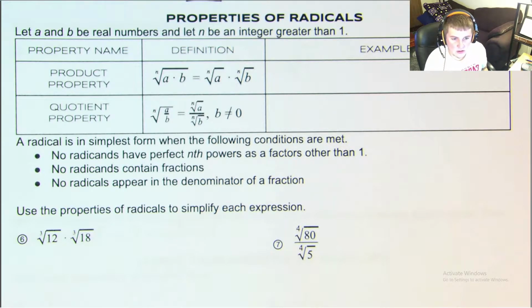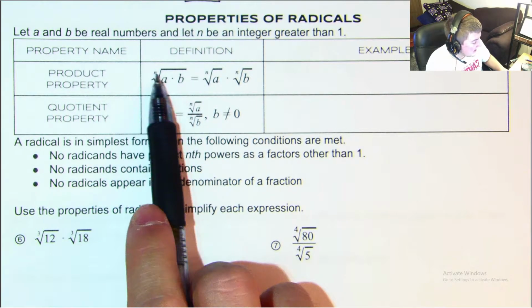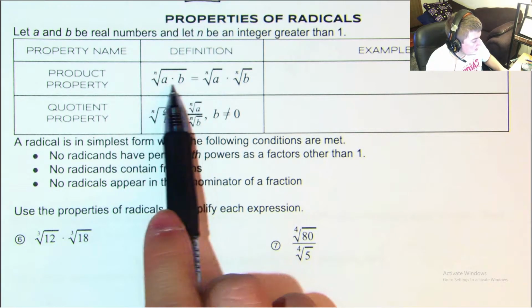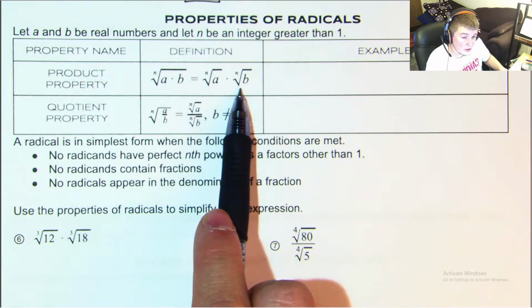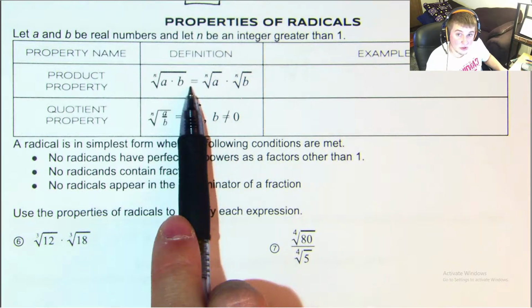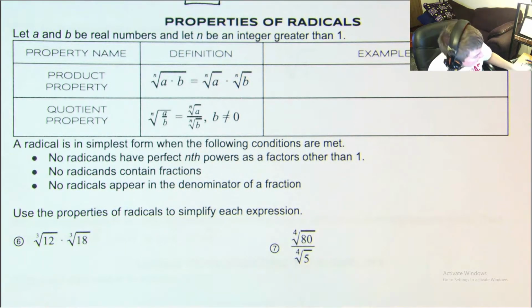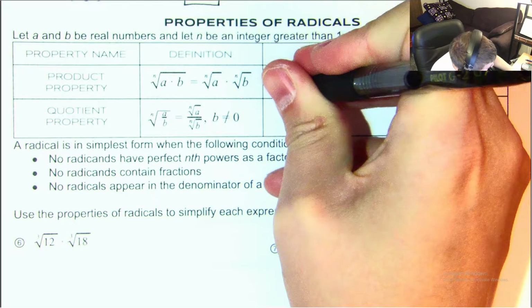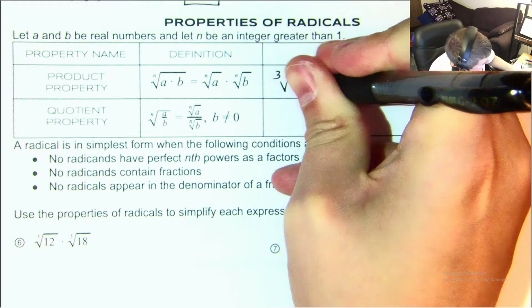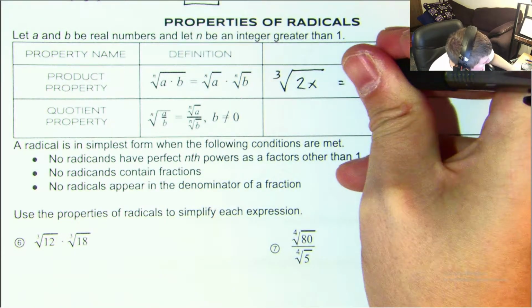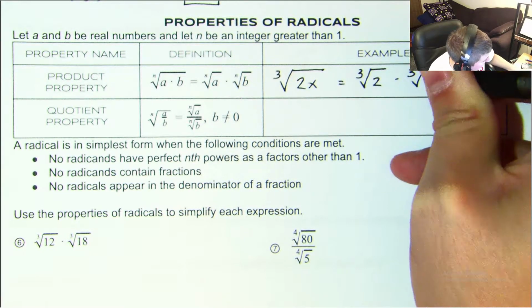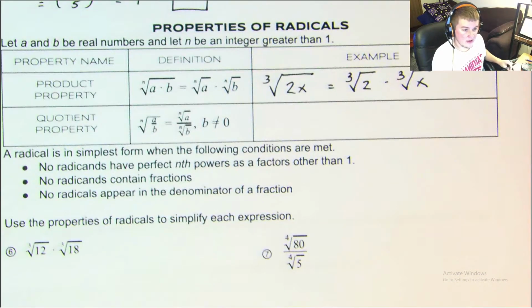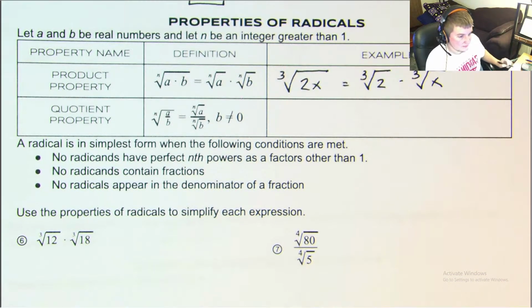Okay, so it looks like we have a product property, meaning that if I have the nth root of two terms being multiplied, I can split that up. Or similarly, if they're split up, I can condense them into one, either way. So, for example, if I have the third root of 2x, I can split that up and say that's the third root of 2 times the third root of x. And we can do that as convenient to us.